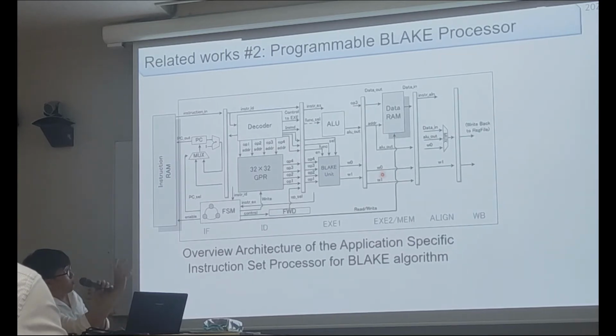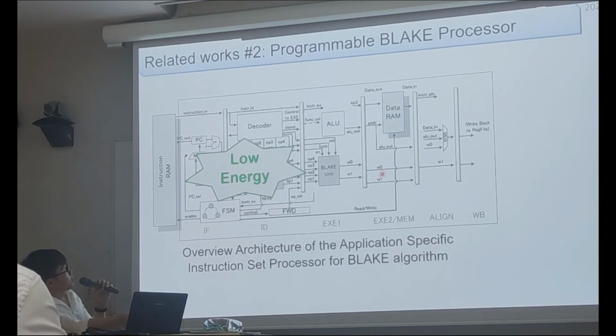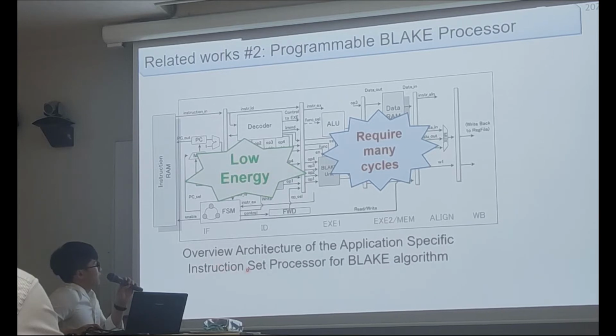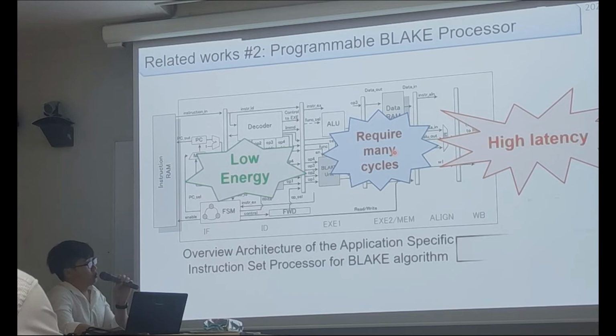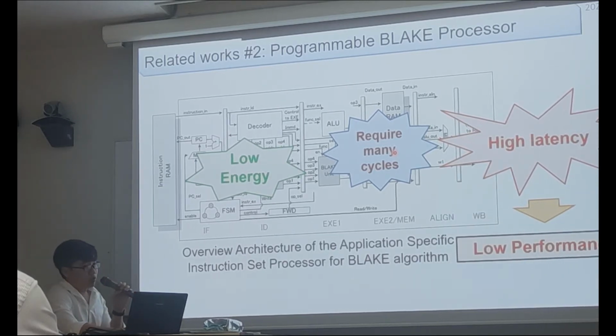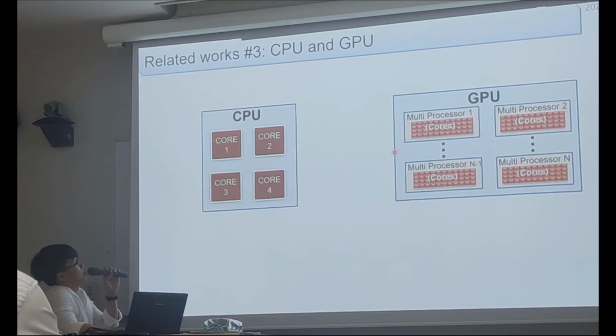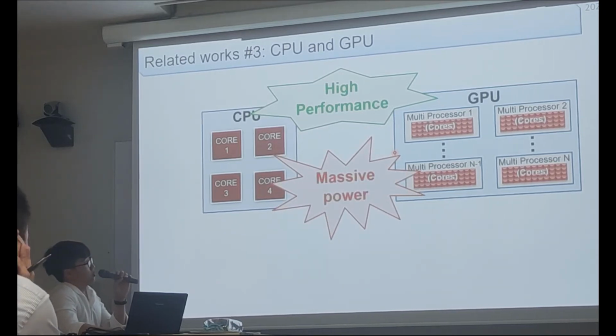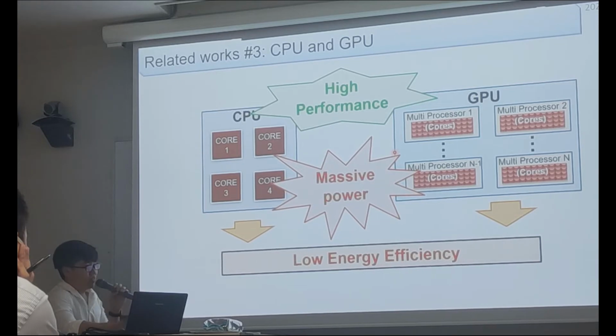The next one is the programmable BLAKE processor. They also have low energy because they contain only the ALU or some very small module. But they require a lot of cycles because the CPU has to transfer a lot of instructions to this processor for controlling the BLAKE computation. This is the reason they trade off high latency and also low performance, similar to the first one. And the second group is CPU or GPU, similar to SHA-2. They can achieve high performance, but they consume a lot of power. This is the reason they have low energy efficiency.